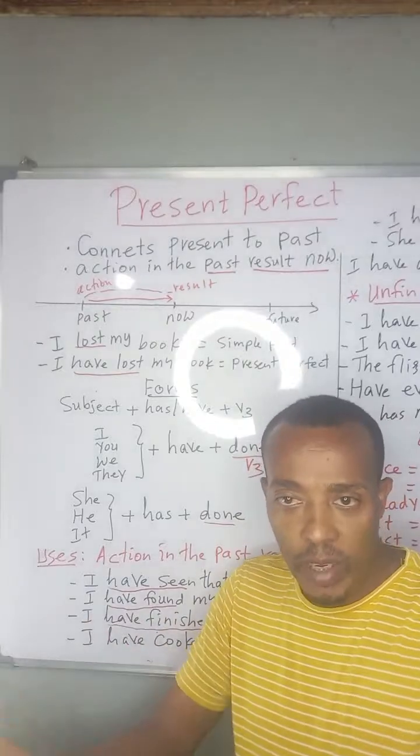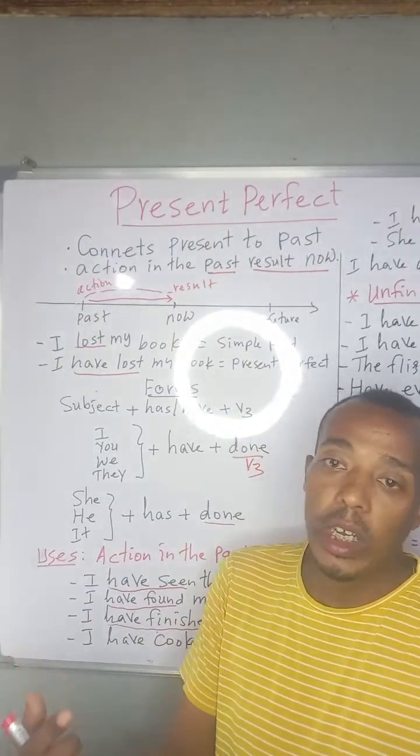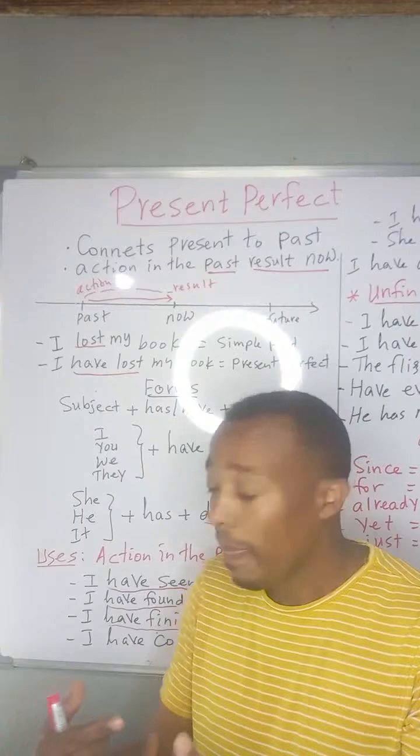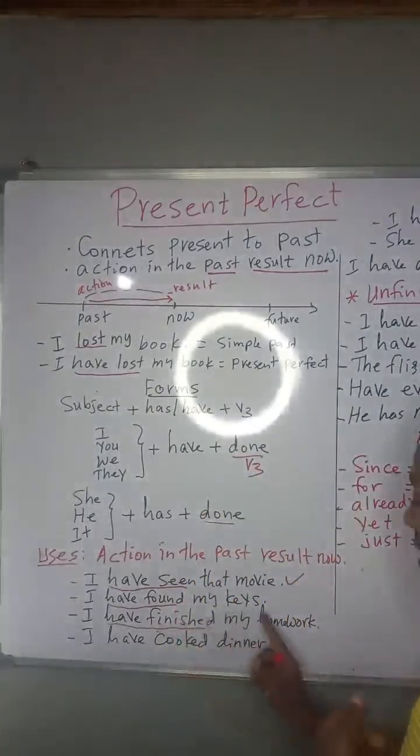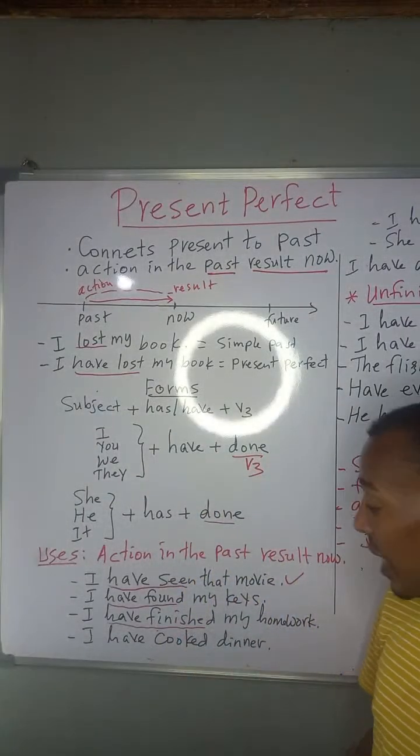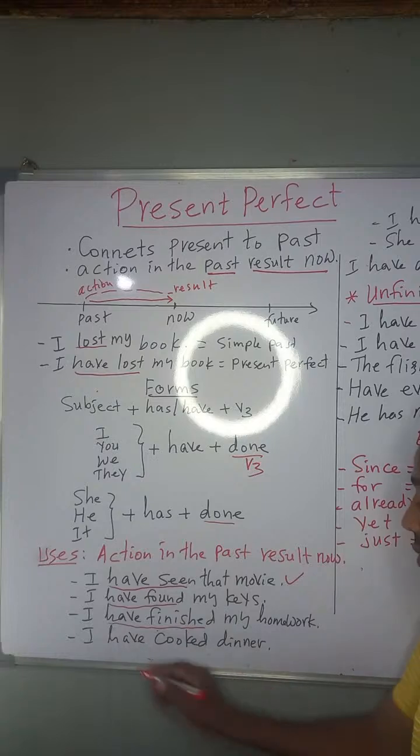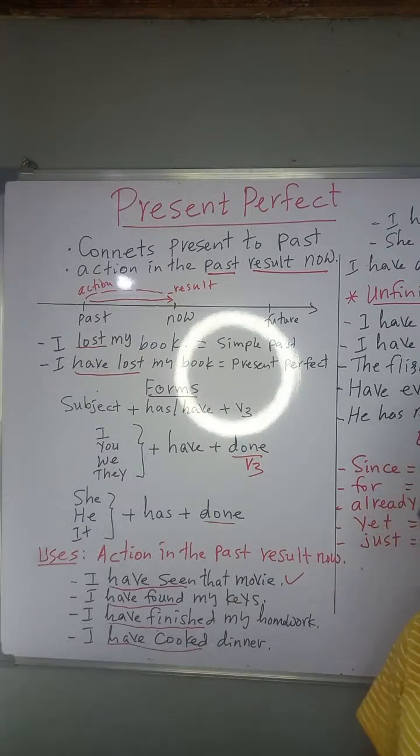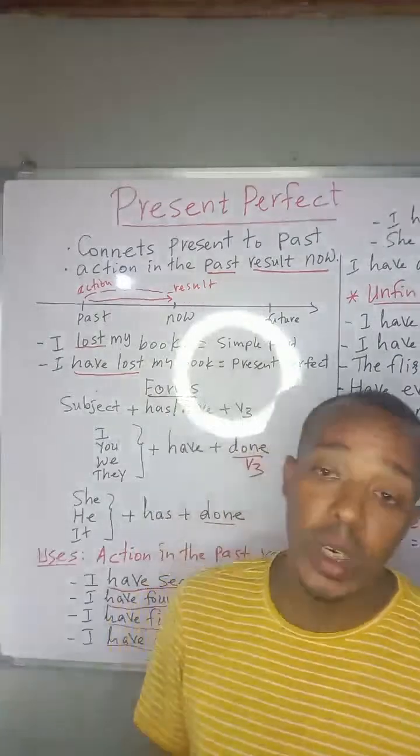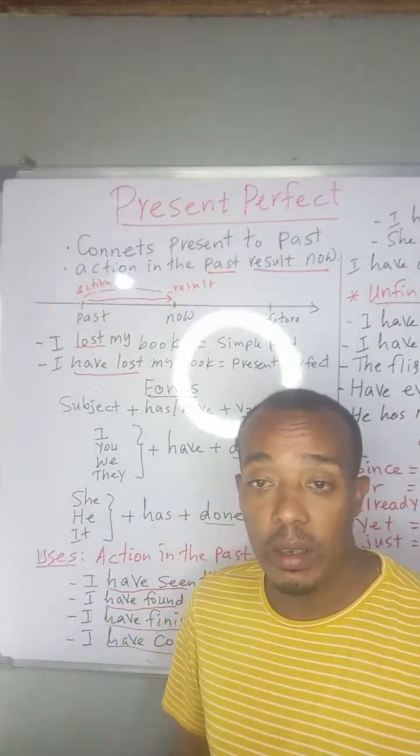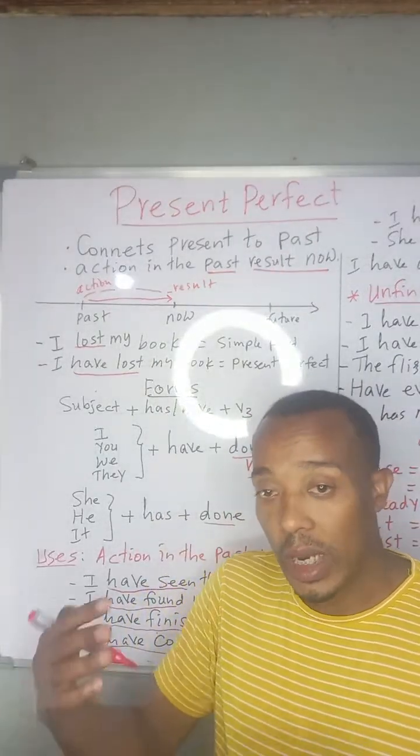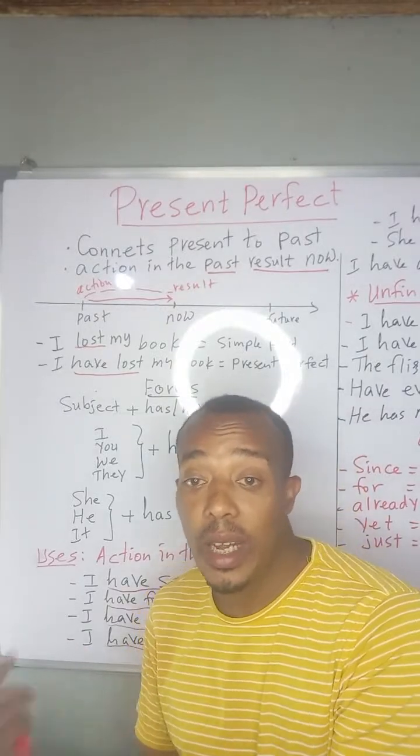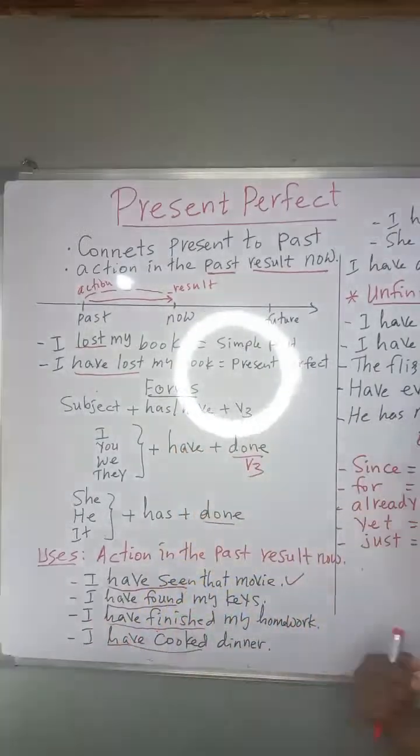You are ready to submit for your teacher, or you already completed it. So this one is an action in the past and result in the present time. The third one is I have cooked dinner. When you say I have cooked dinner, the dinner is already ready. We can eat. We can have it. So an action happened in the past and a result now.